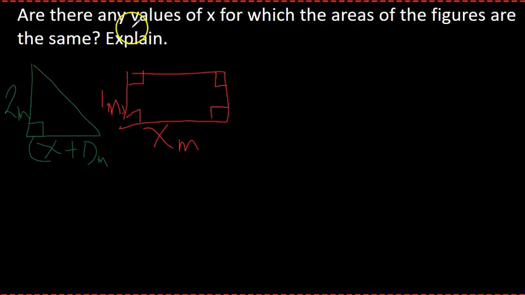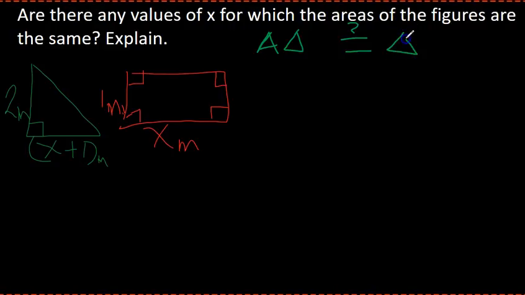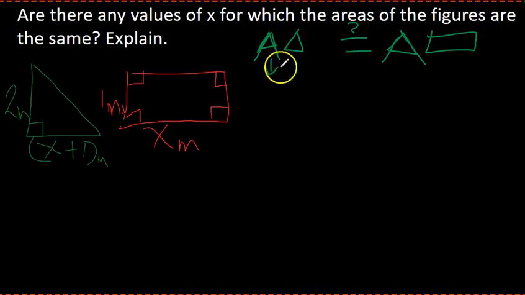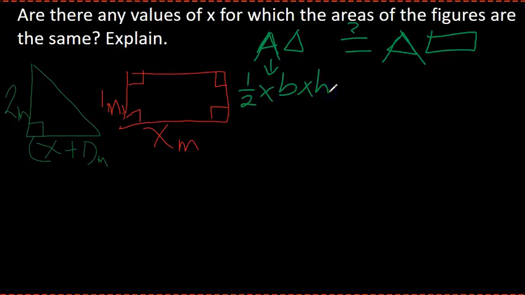Next, are there any values of x for which the areas of the figures are the same? Before we can answer that question, we have to find the value of x. This is a triangle, so we ask: does the area of the triangle equal the area of the rectangle? Let's just draw a little symbol there, A for area. What's the formula for the area of a triangle? It's 1/2 times base times height. Does it equal the area of a rectangle, which is length times width?